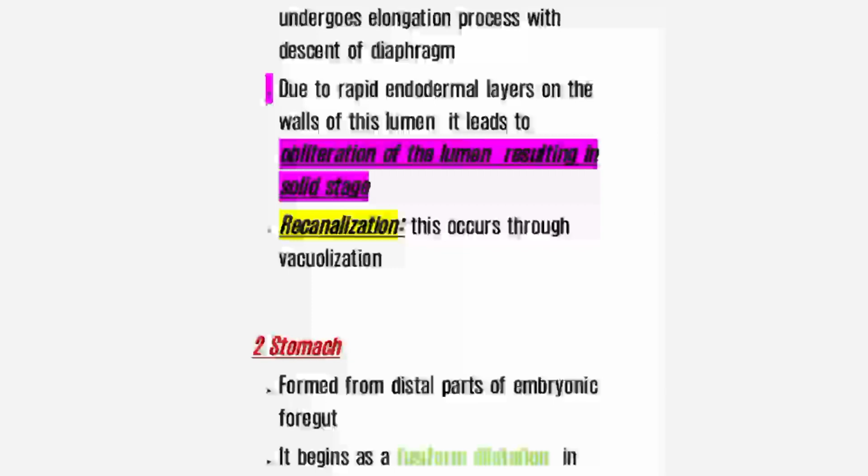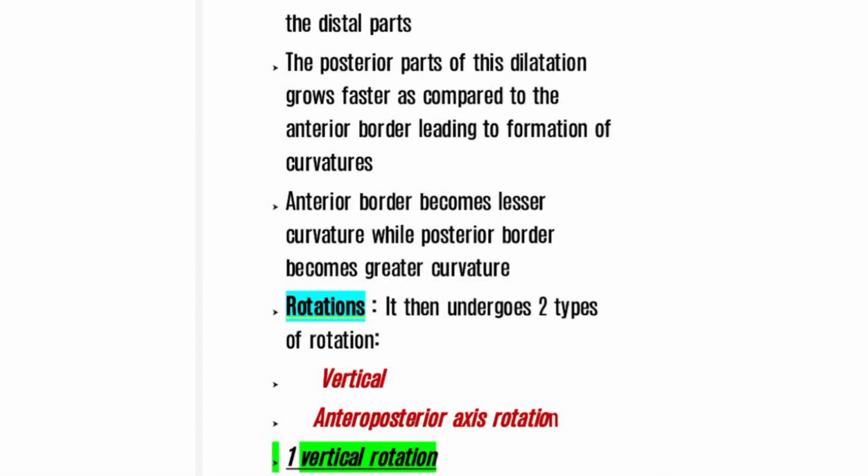That is the greater curvature to the left and posterior, and the lesser curvature on the anterior part. So the anterior border becomes the lesser curvature, and the posterior border becomes the greater curvature. Let me show you the slide of that.